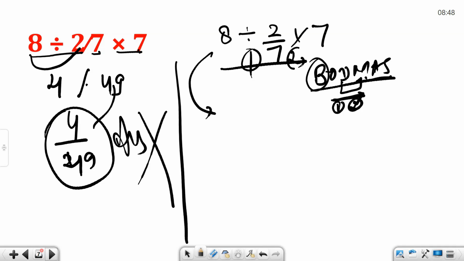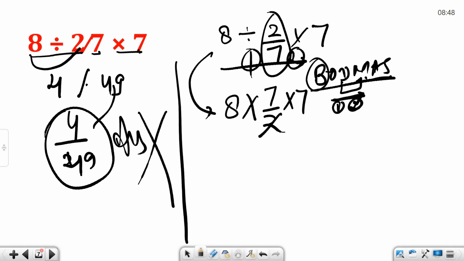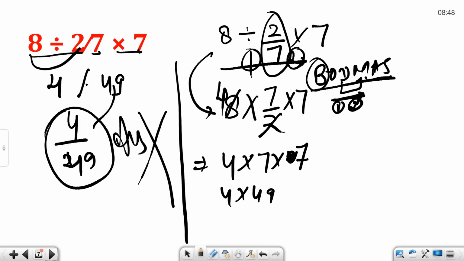Here, division comes first, and then multiplication. So we'll solve the division first. We'll perform the division before the multiplication, and then we'll write this as the fraction 7 divided by 2, and then reverse the order of the numbers. 7 goes into 28 exactly 4 times. Now, 4 times 7, that becomes 4 times 49, which gives us a final result of 196. This is the answer.